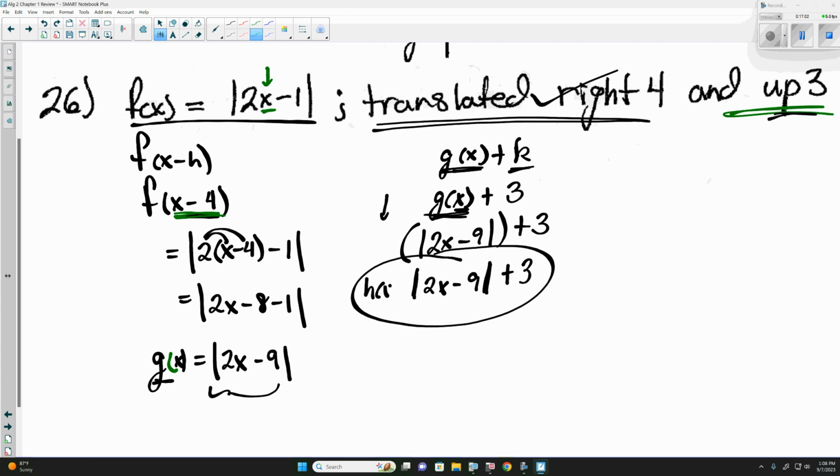Now, if we want to give it a name, we can call it h of x. But the main thing I'm looking at is the actual equation itself. The absolute value of 2x minus 9 plus 3. Questions on this here? Questions on 23, 24, or 25, 26, or 27? Pretty good with these here.